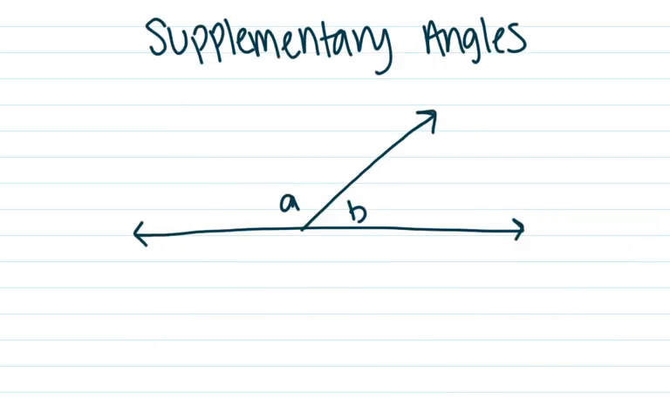Our other type of angle, this one's really important, is called a supplementary angle. What this says is that you have two angles on a straight line. So you can see that straight line right here. So this is your straight line.